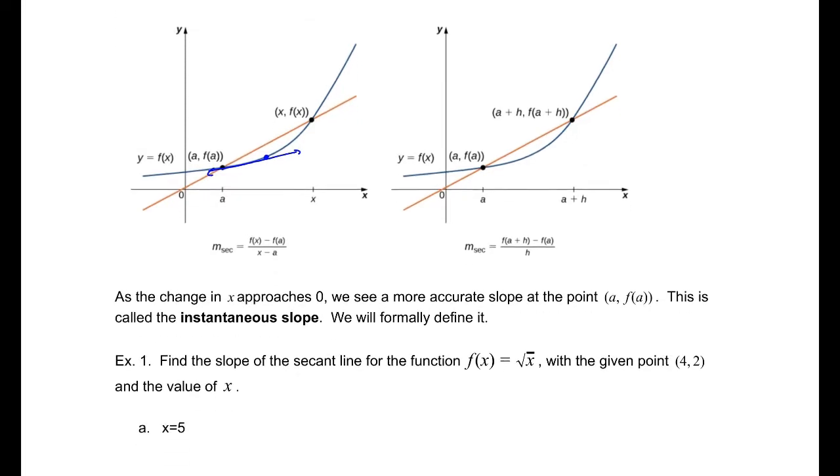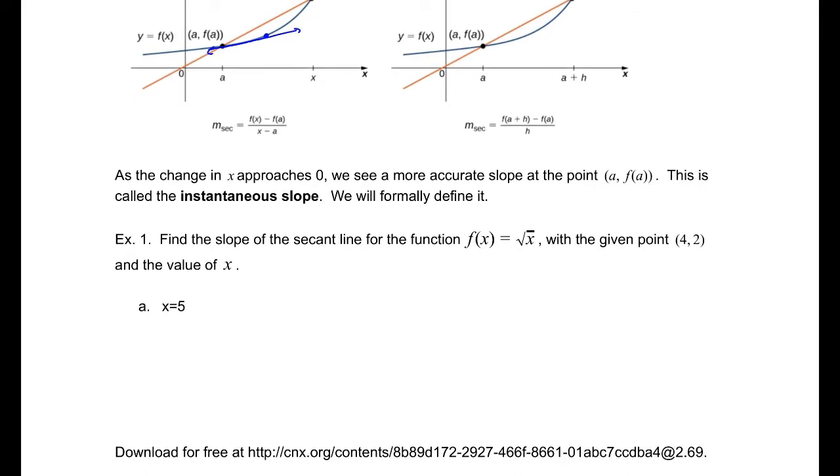All right, so let's first go ahead and look at the slope of the secant line for the function f(x) equals the square root of x, with the given point (4, 2) and the value of x. That means we are going to have the point (a, f(a)), that is (4, 2), and our value of x is 5. So for the slope of the secant line, f(x) minus f(a) over x minus a.